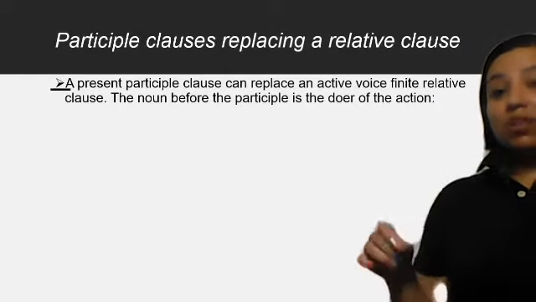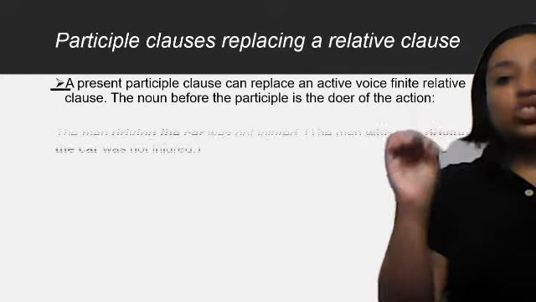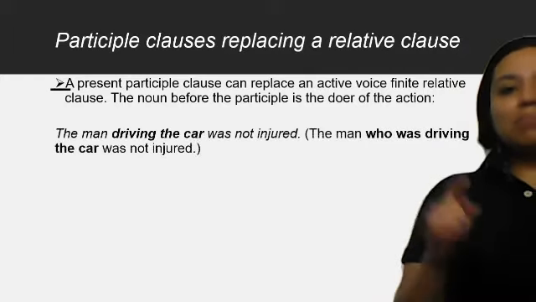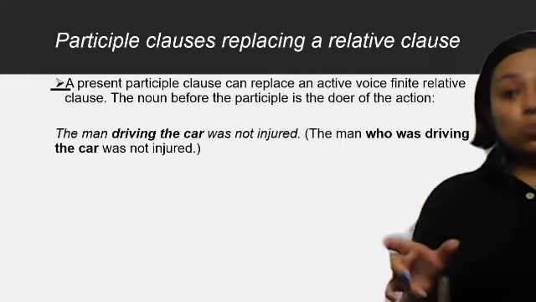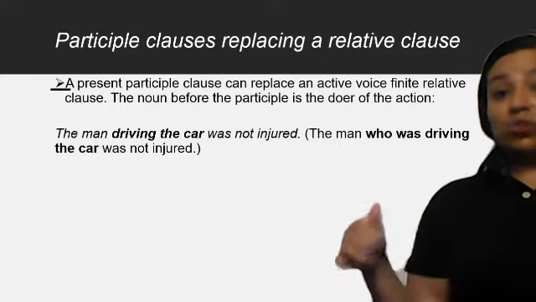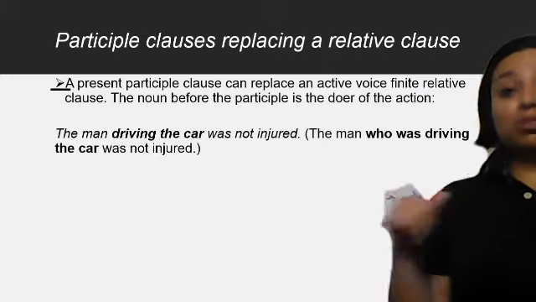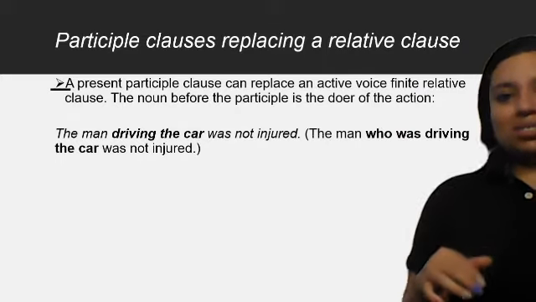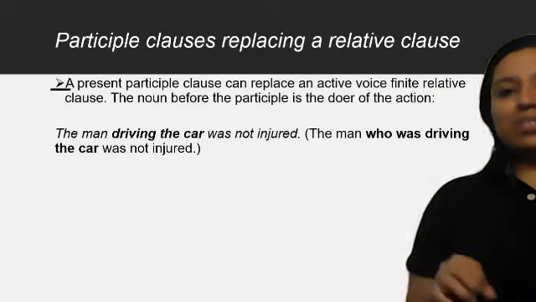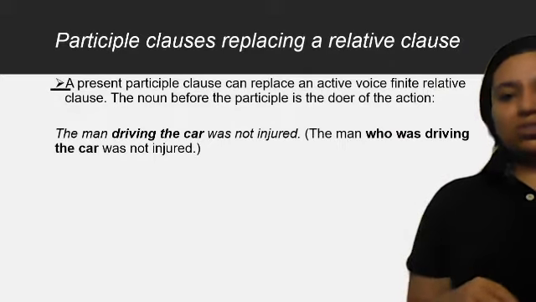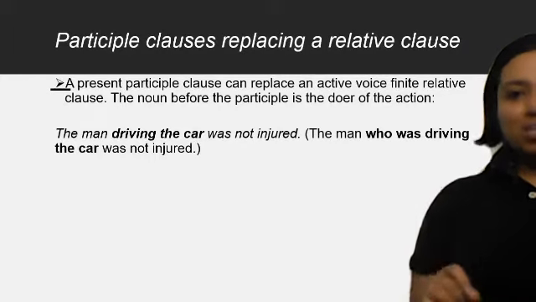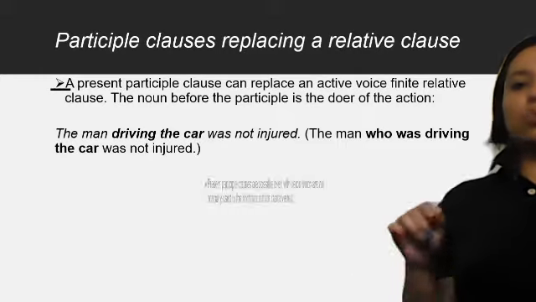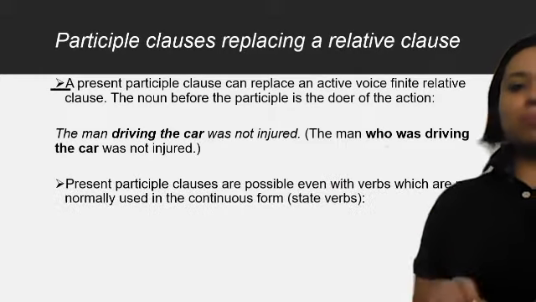The noun before the participle is the doer of the action. The man driving the car was not injured. The relative clause would be: the man who was driving the car was not injured. But the participle clause omits who was and leaves it with driving the car only, to make it even shorter. And this, if you remember the rules, is a present participle clause. Why? Because it has a gerund and the complement.